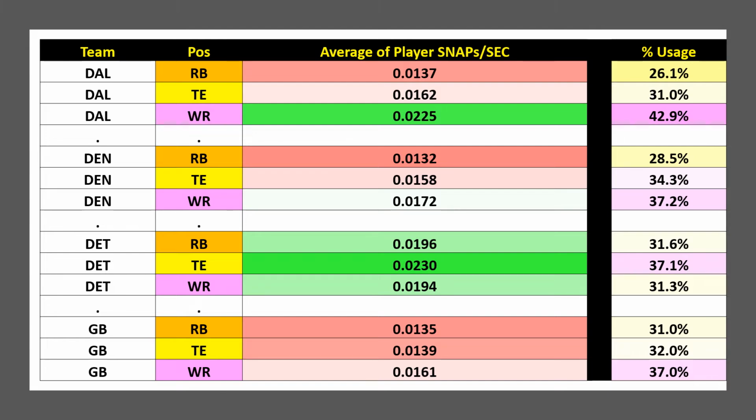Notice running backs is the Green Bay, and the wide receivers are low as well. 37 is a little low. Okay, it's not like Detroit low, but it's low. I would like to see this closer to 40%. So it's very balanced here with the running back and the tight end.